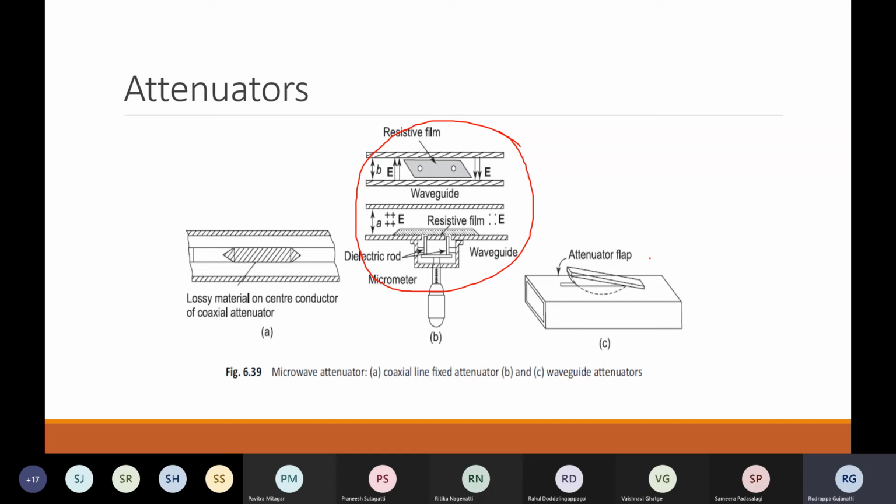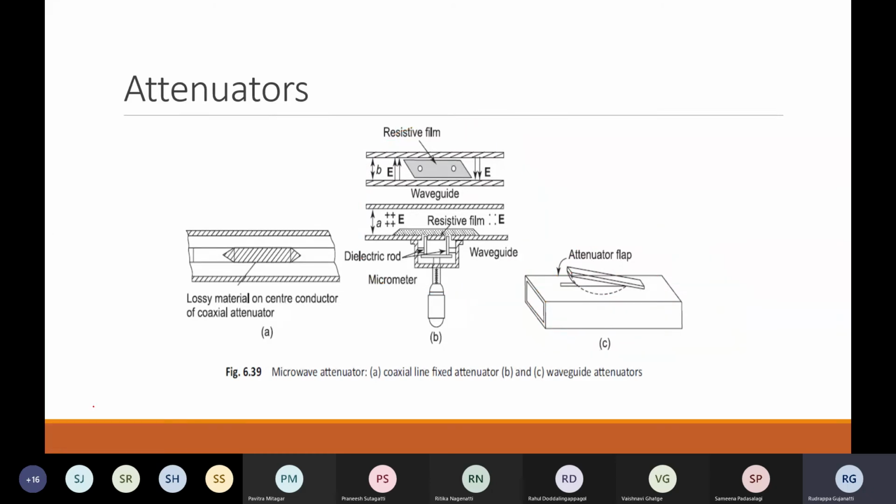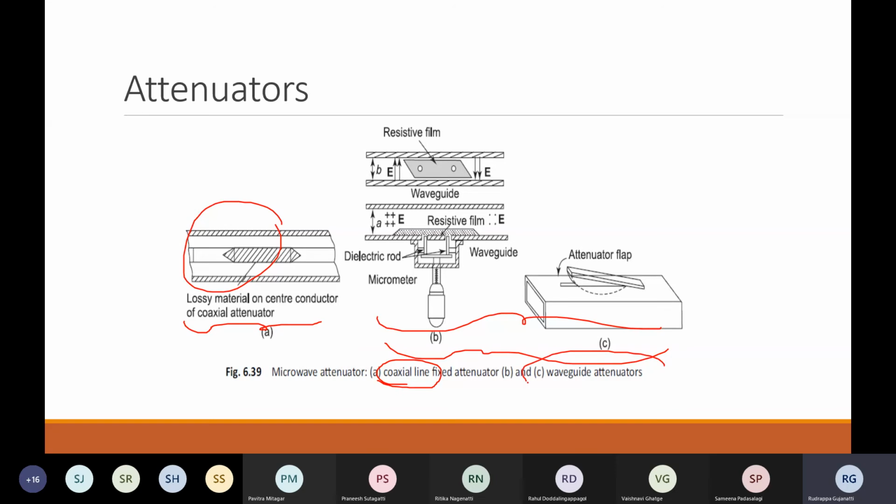Similar kind of attenuator I can have is represented over here. In this one, on top of the waveguide, you have the attenuator placed and you have a flap. By the movement of the flap, we can either increase or decrease the attenuation of the signal which is provided as input to this attenuator. So B and C are the variable attenuators, and this one is a fixed attenuator. This example is for the coaxial line, and this one we can observe in the waveguides.